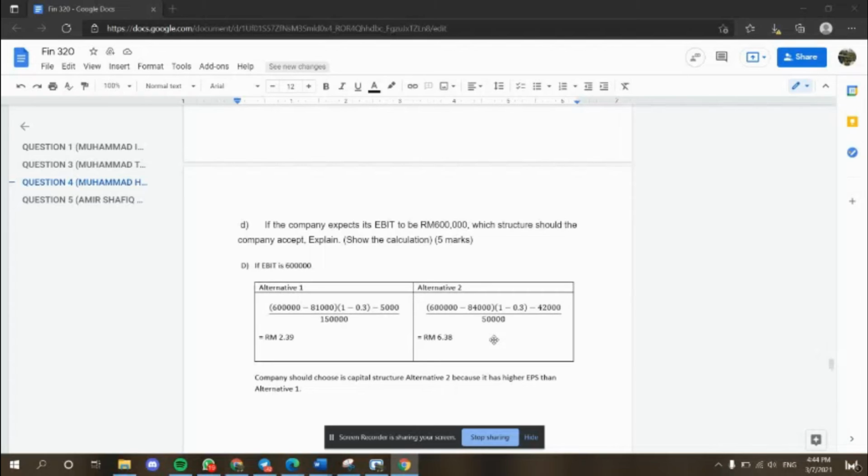So the company should choose its capital structure alternative 2 because it has higher EPS than alternative 1. So that's all. Thank you.